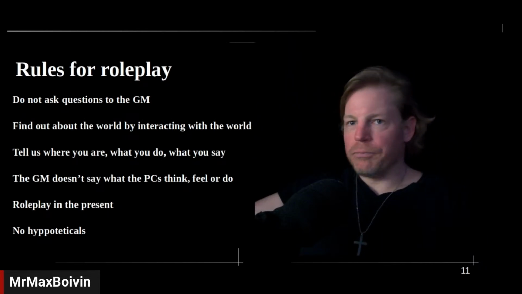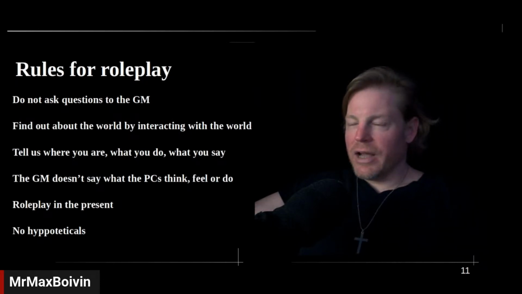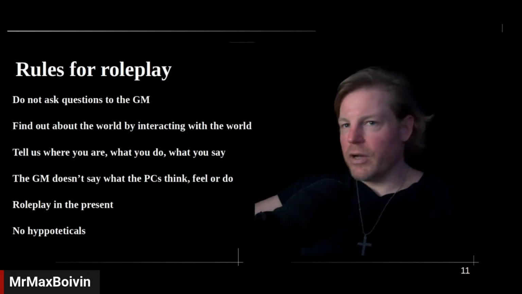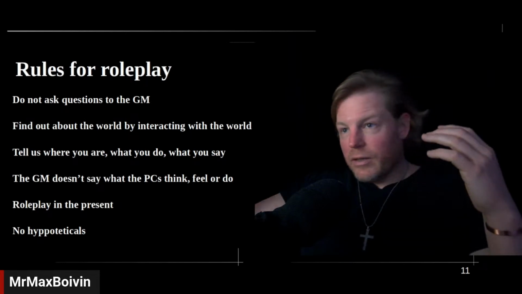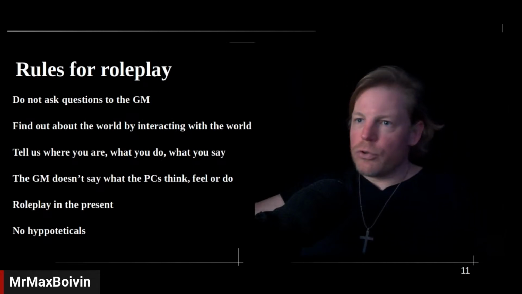Those are examples. So you don't ask the GM, is the door locked? You say, I go check if the door is locked. I go try the door handle, and then the GM is going to say the door is not locked or the door is locked, right? Whatever fits the situation. When we say when it's your turn, tell us where you are, what you do, and what you say. That's your turn. That's what your turn should be. You don't need more than that.